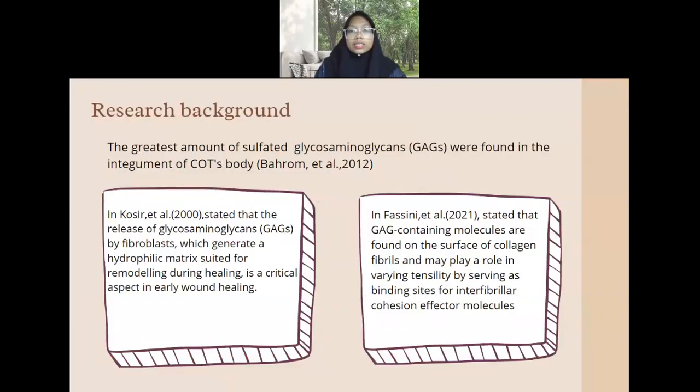Kasir states that the release of glycosaminoglycan by fibroblasts, which generates a hydrophilic matrix suited for remodeling during healing, is a critical aspect in early wound healing. While Fassini states that GAG-containing molecules are found on the surface of the collagen fibril and may play a role in bearing tensility by serving as binding sites for interfibrillar cohesion effector molecules.